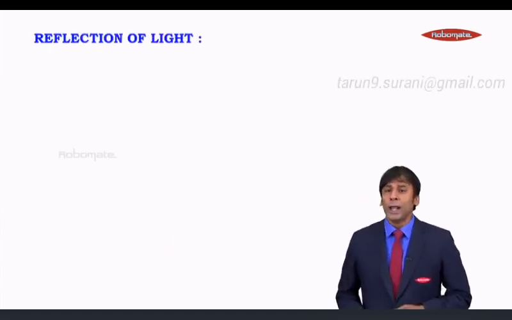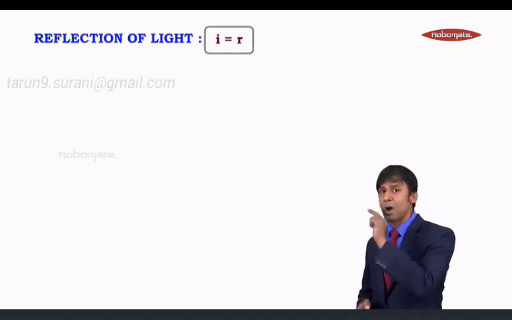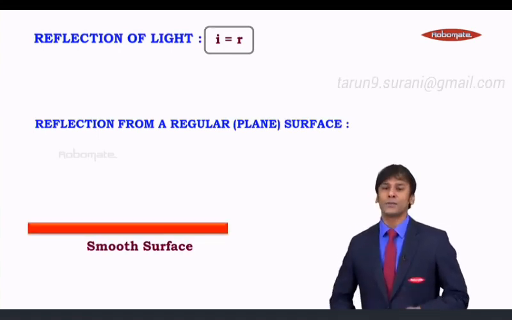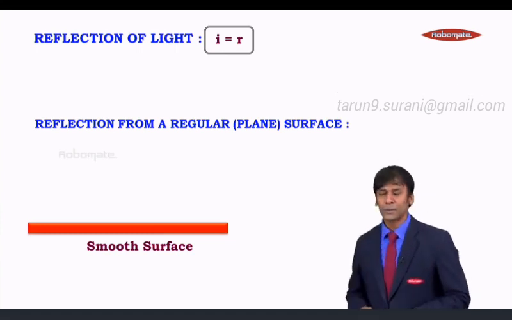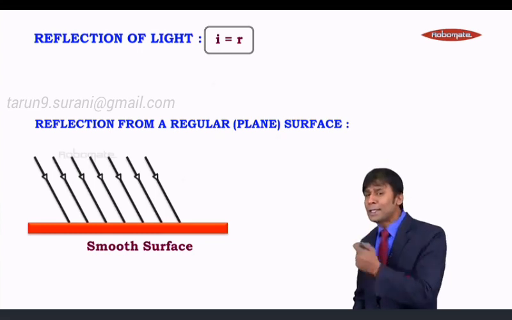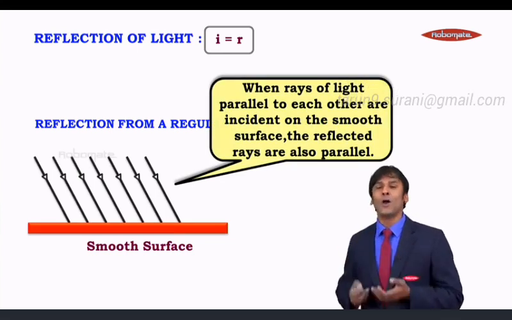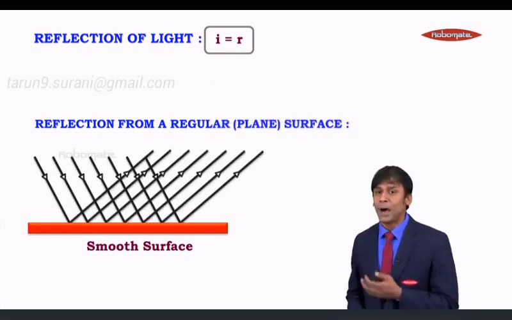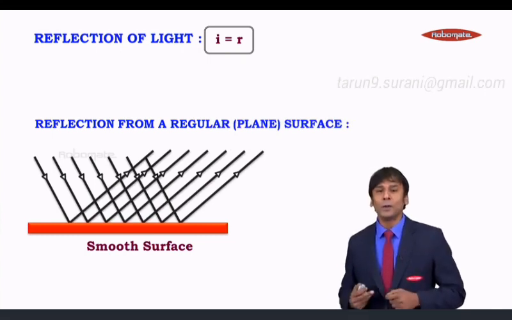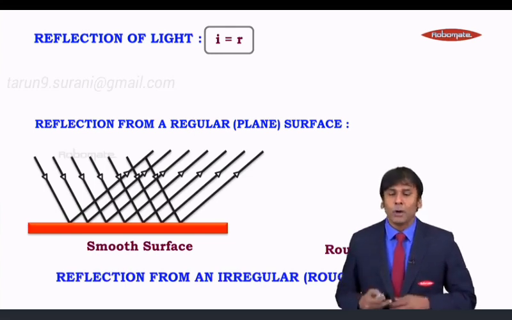Now let's go further and understand what is regular and irregular reflection, knowing that I is always equal to R. For this, reflection from a regular plane surface. Now here we have a regular plane surface. What happens in the case of a regular plane surface when rays of light are incident that are parallel to each other, then the reflected rays will also be parallel to each other. So incident rays are parallel to each other and reflected rays are also parallel to each other, and this is called regular plane reflection. But let us understand reflection from an irregular surface or a rough surface.